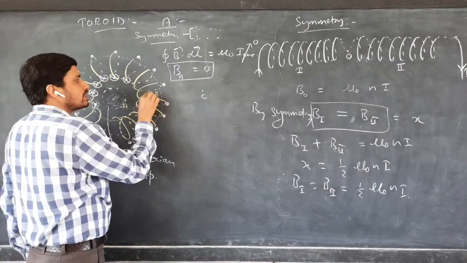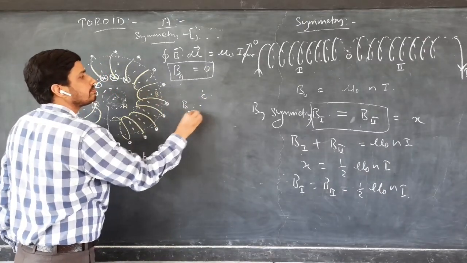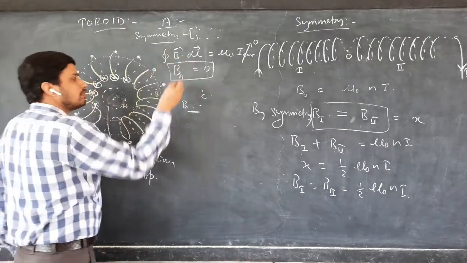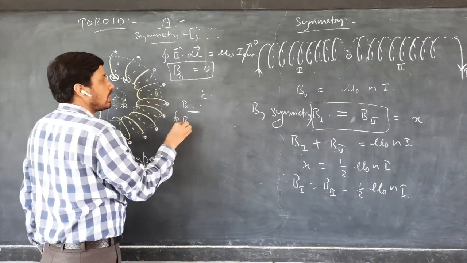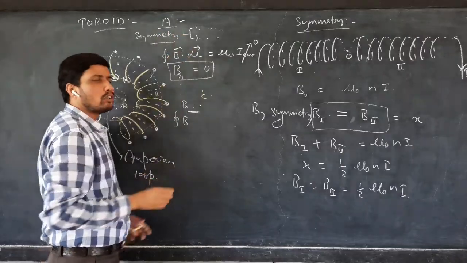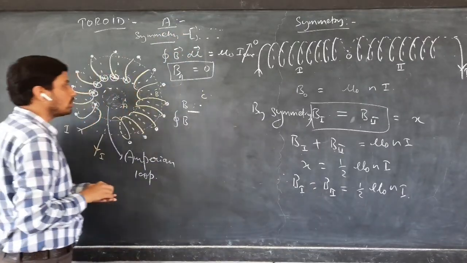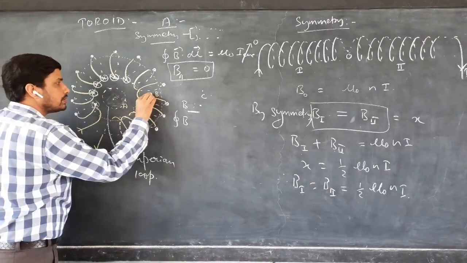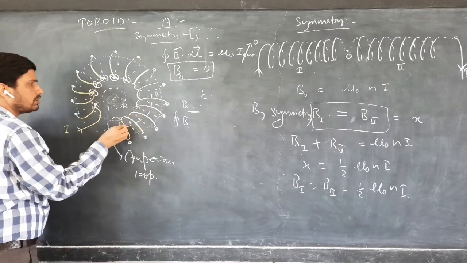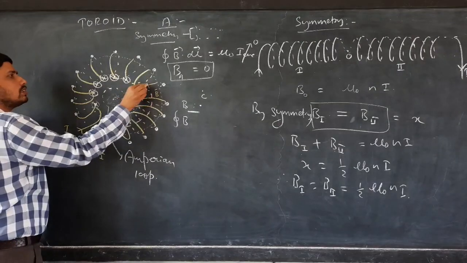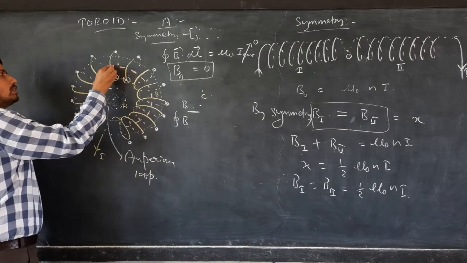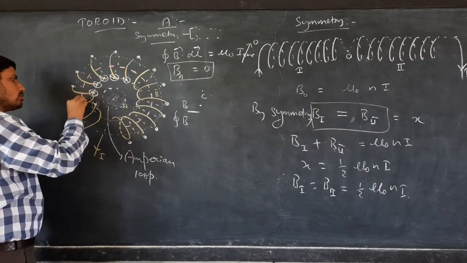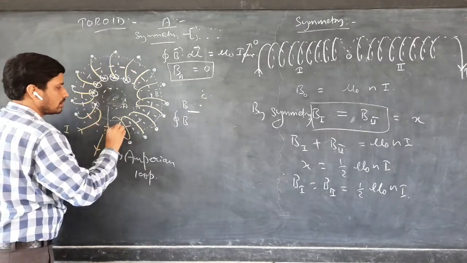Next, the same thing we will discuss for point B. For point B, the same argument will be there based on symmetry: the magnetic fields at all the points on the Amperian loop. Now at point B, the Amperian loop will be like so. Here we will draw an Amperian loop. It will lie midway between the ends of the toroid, like so.